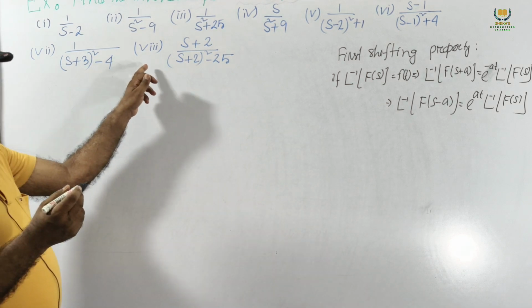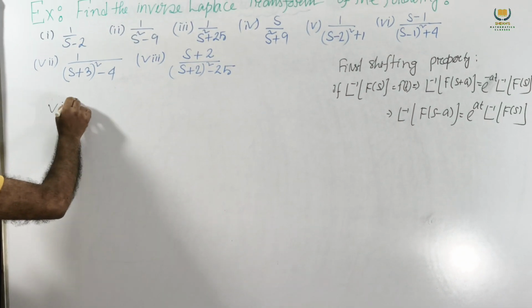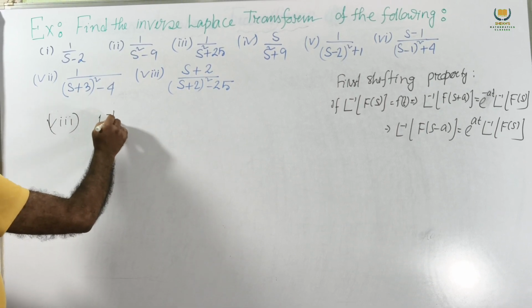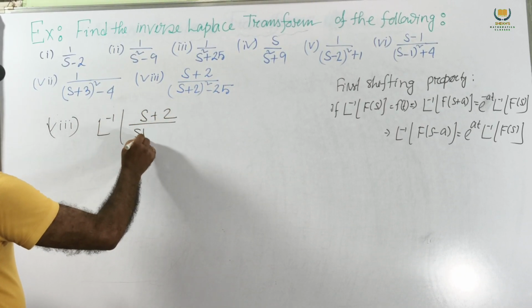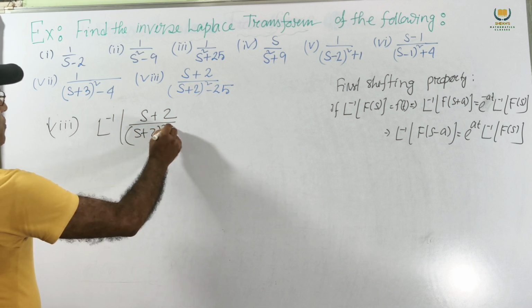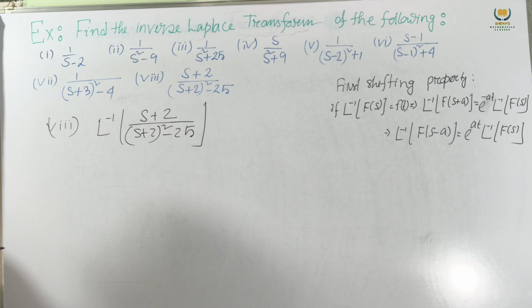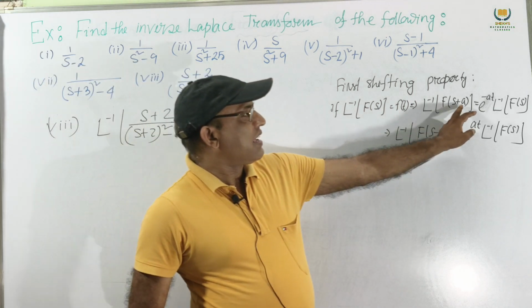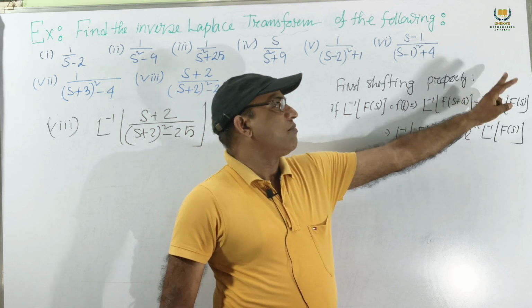Next we consider 8 number problem. Number 8, L inverse s plus 2 by s plus 2 whole square minus 25. This. Again, this formula I consider s plus a. If we remove a, then e to the power minus at, L inverse fs.